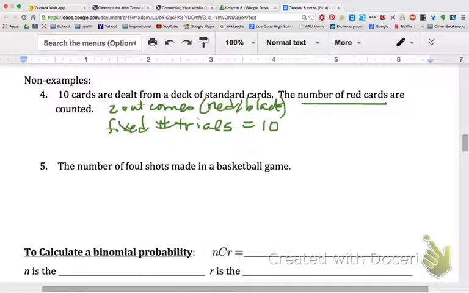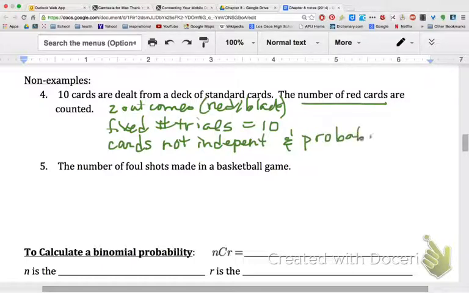Each card, however, is not independent, because as I deal them, the probability is changing. So, for example, after I deal the first card, whether or not it was red or black determines the probability for my next card. So the cards are not independent. Ooh, helpful if I could actually spell, right? Independent.